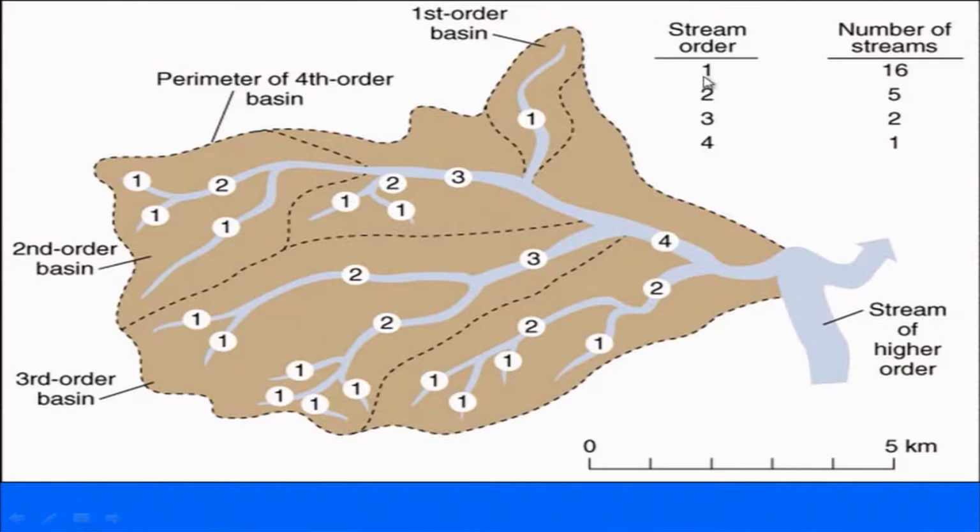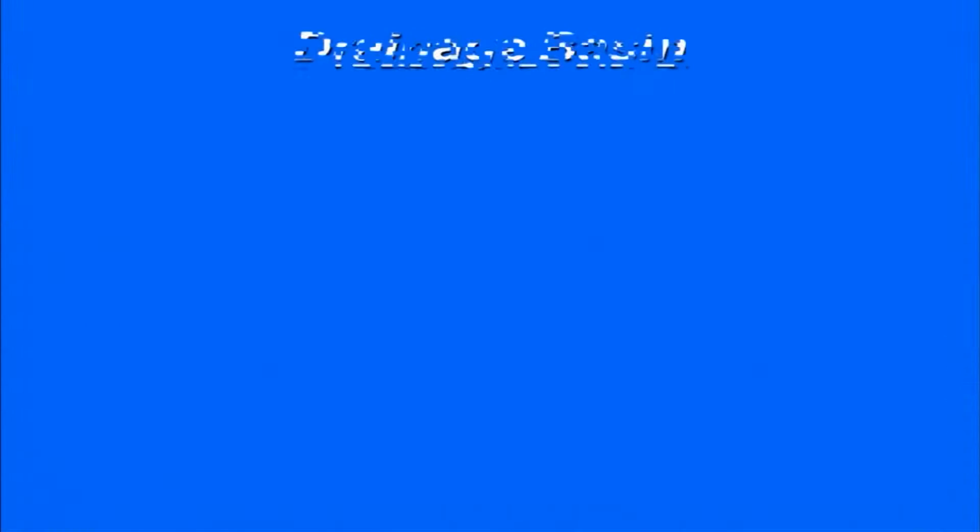So first order, 16 streams are there, second order 5 streams, third order 2 streams, and fourth order is 1 stream. The ratio between these streams will help us in calculating the bifurcation ratio. So these are the main parameters which will help us in talking about the drainage density also.